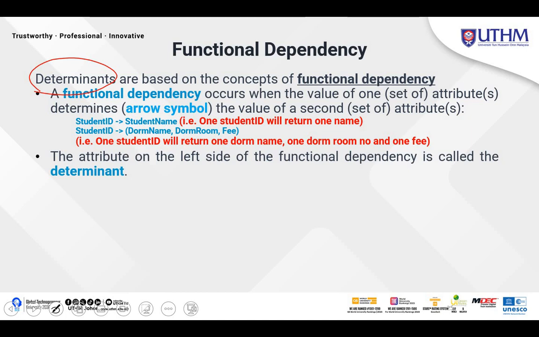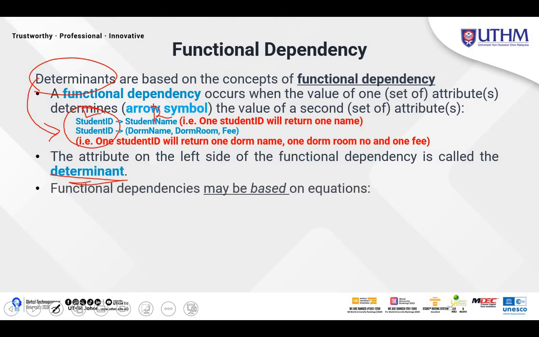The attribute on the left side, this one is the left side and this one is your right side. The left side of the functional dependency is called the determinant. So these are the determinants, known as determinants. And this determinant determines the student name, dorm room number, and also the fee.